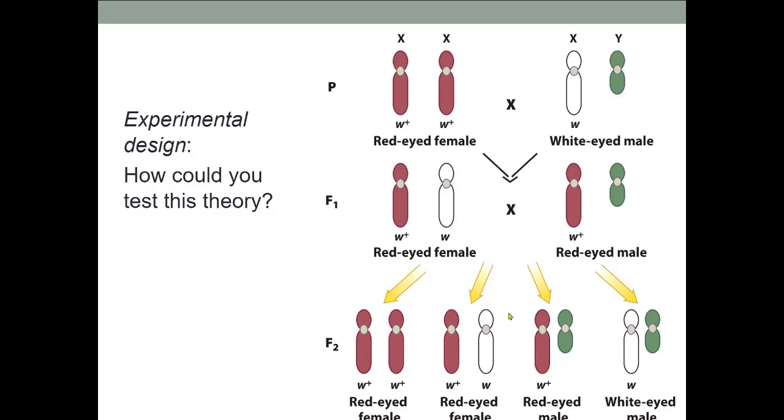Well, remember what Morgan's people would have seen. They would have been able to physically separate these red females. These would all be in one group because they can't tell the difference between the heterozygous and homozygous females. So they'd have one group here. They'd have another group here of red-eyed males, and they'd have a third group that was white-eyed males. Well, what would you do there?